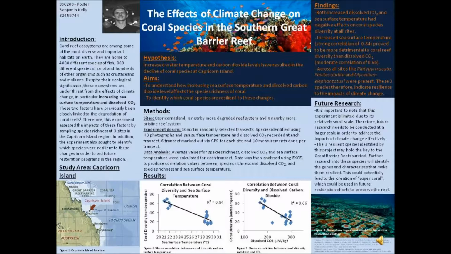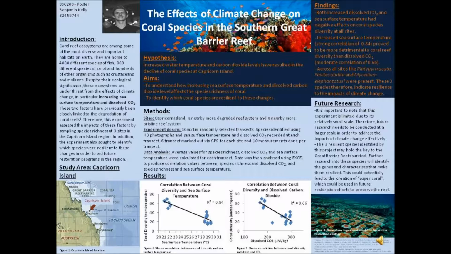Despite the significance of these ecosystems, they are currently under threat from the effects of climate change, and in particular, increasing sea surface temperature and dissolved carbon dioxide levels. Both of these two factors have previously been closely linked to the degradation of coral reefs. Therefore, I predicted that they would have similar negative effects on the Great Barrier Reef region.